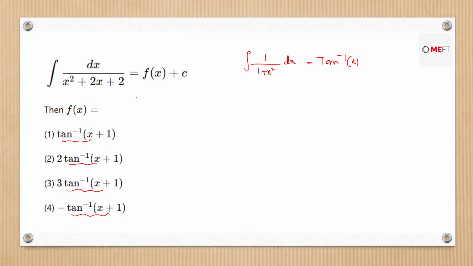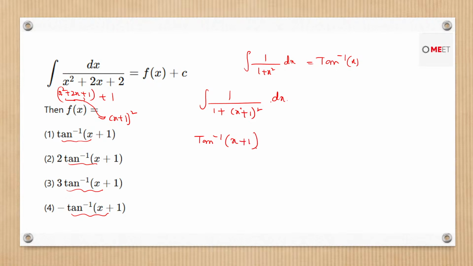So this can be written as integral 1 by 1 plus, this would be x square plus 2x plus 1 plus 1. This term becomes x plus 1 whole square. Okay. So this is 1 by 1 plus (x plus 1) whole square dx. So now if we try to evaluate this integral, this becomes tan inverse of (x plus 1) plus c, that is option 1 is the answer.